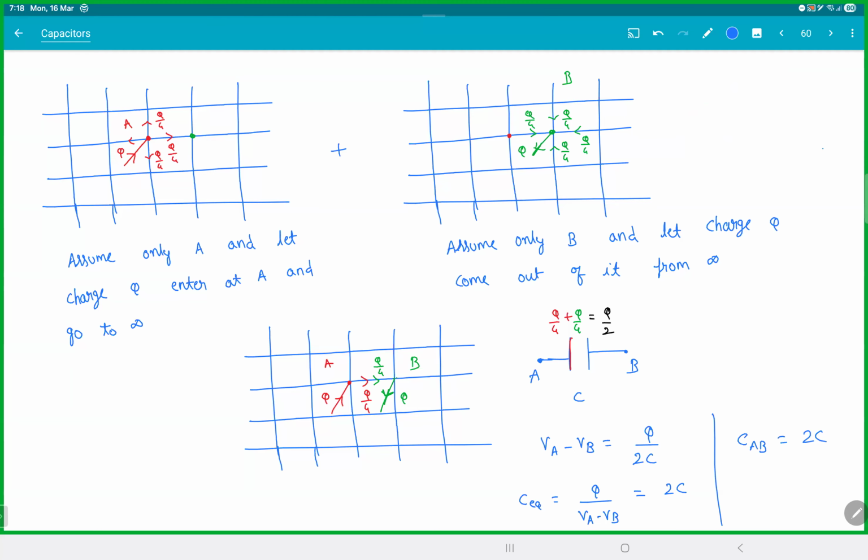When you combined both of them together, when you're sending Q through A, you got Q by 4. When you're pulling through B, you're getting Q by 4. That means when I do both together, I get Q by 2 in the middle. And then you're done. So VA minus VB is equal to Q by 2C, and C equivalent is nothing but charge by potential difference, so 2C. So this infinite grid capacitance was 2C.